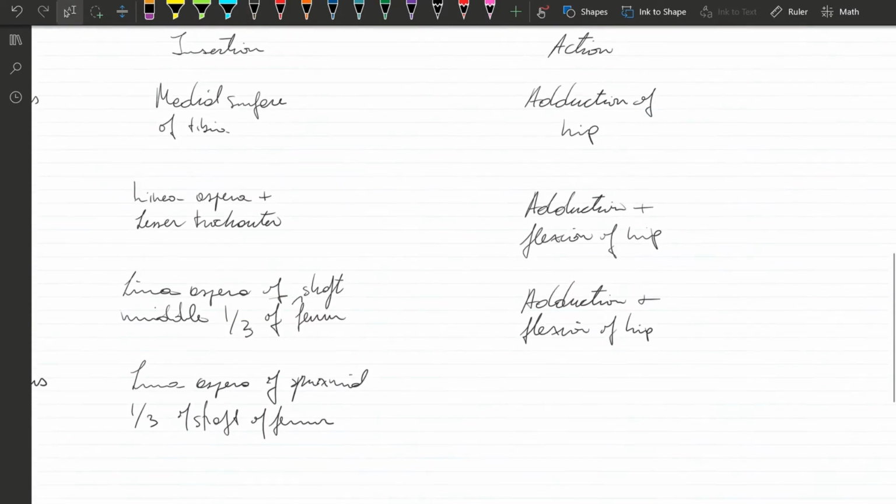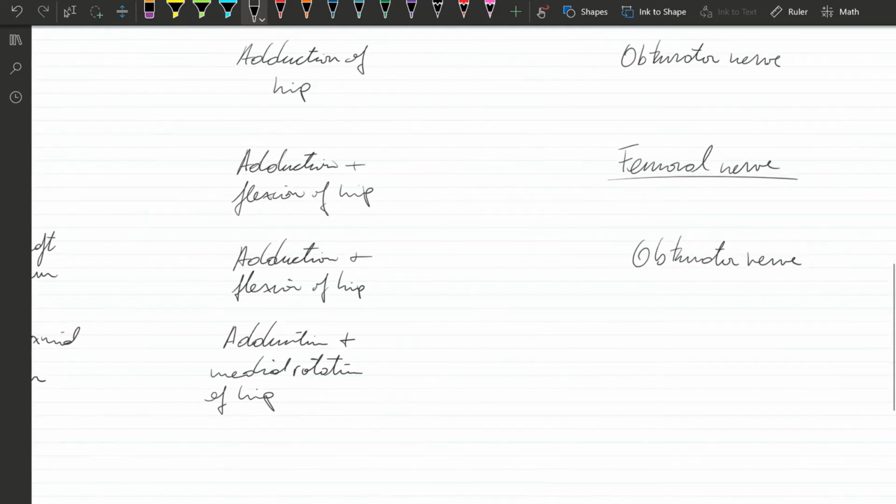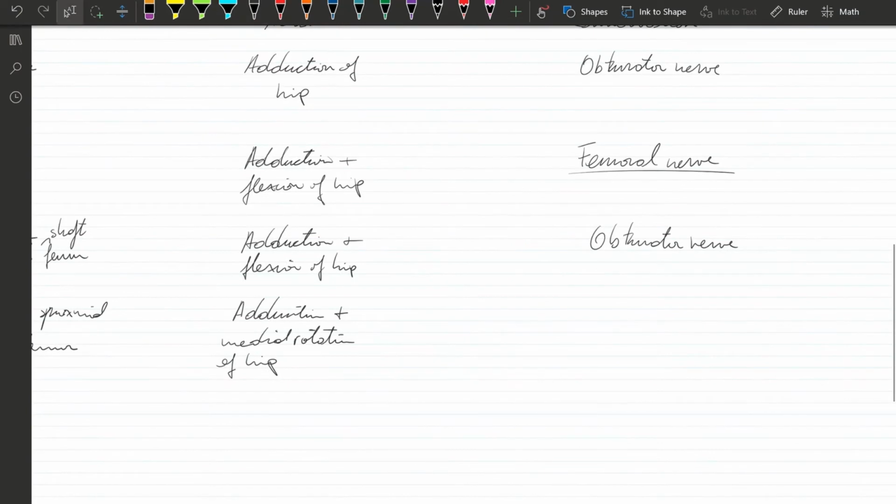Its action is going to be adduction and medial rotation of the hip. Its innervation for the adductor brevis is going to be the obturator nerve.